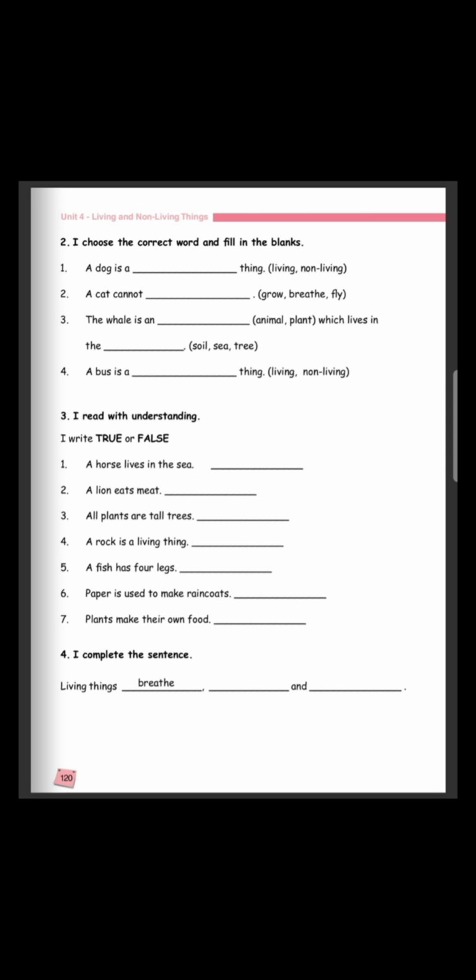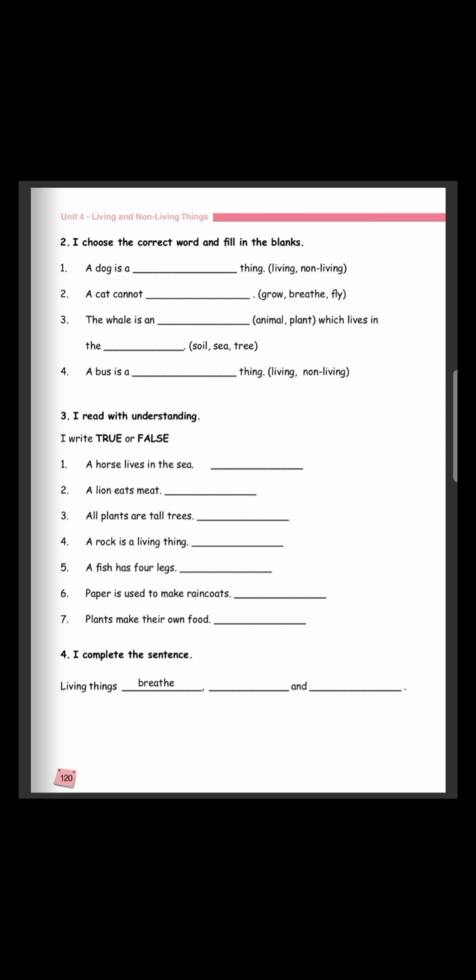Number 4. A rock is a living thing. Un rocher, est-ce qu'un rocher a de la vie? No. So a rock is not a living thing. You have to write false again. Number 5. A fish has 4 legs. Vous avez déjà vu un poisson avec des pattes? Non, ça n'existe pas. So it is false. A fish does not have legs.